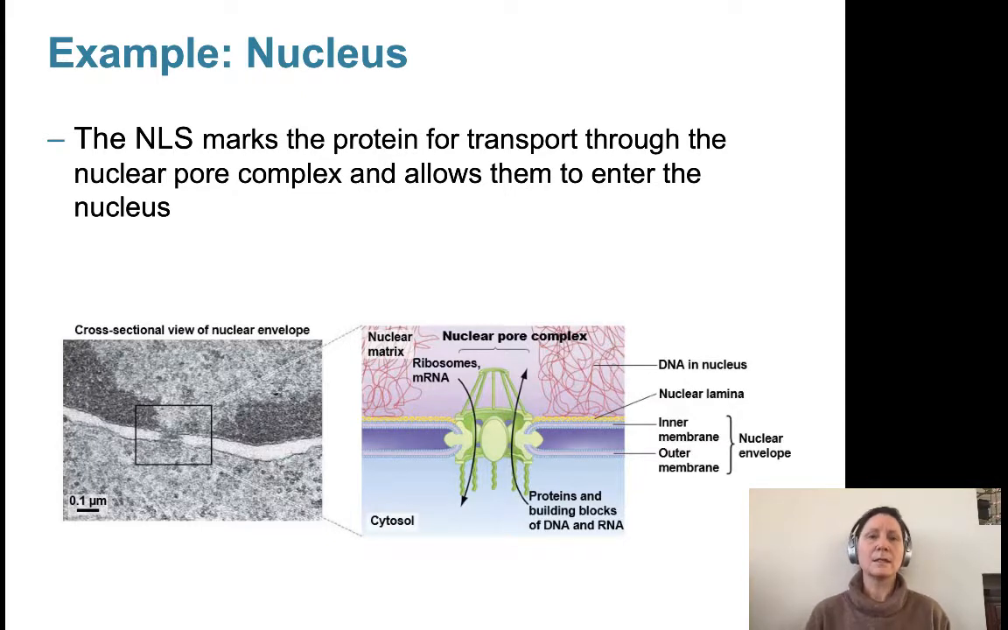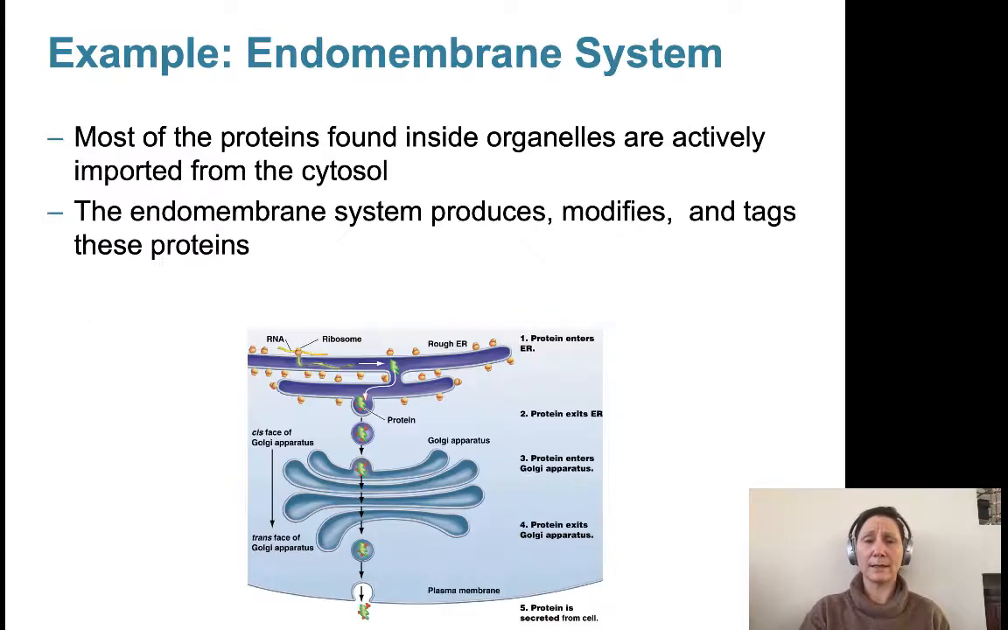So how does this work? So the NLS marks whatever that protein is for transport through the nuclear pore complex and allows them to enter the nucleus. And so you can think of this as being like having a ticket to ride a train or fly an airplane.